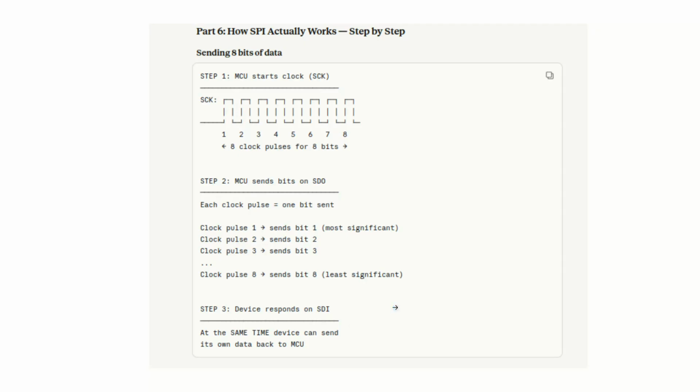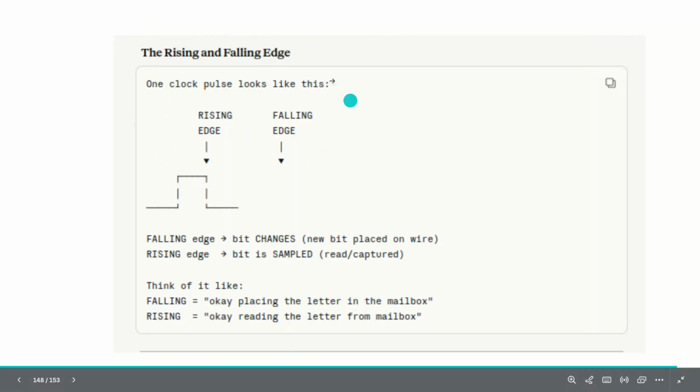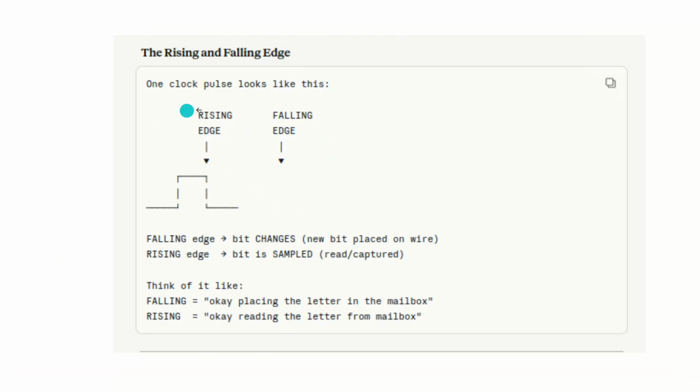So here if you see, you have the rising edge and the falling edge. Rising edge means the bit is captured in the rising edge. Falling edge means that the bit basically changes here. That is, the new bit is coming to the wire in the falling edge.